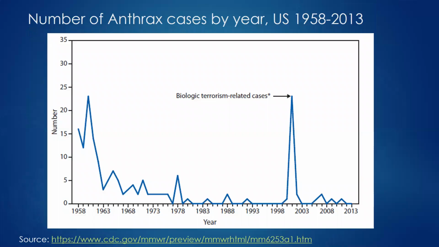So here's an example of a figure that comes from this reportable disease list data. And this is the number of anthrax cases by year in the US from 1958 to 2013. And you see that actually there was quite a dramatic drop. Anthrax is very rare. And the exception being in 2001 when there were terrorism-related cases of anthrax when it was put in the mail and sent to some newspapers and representatives.